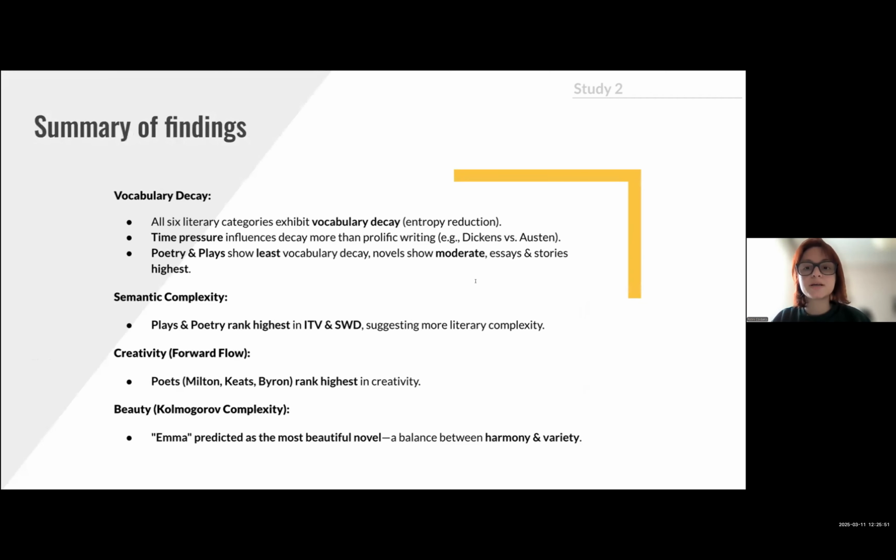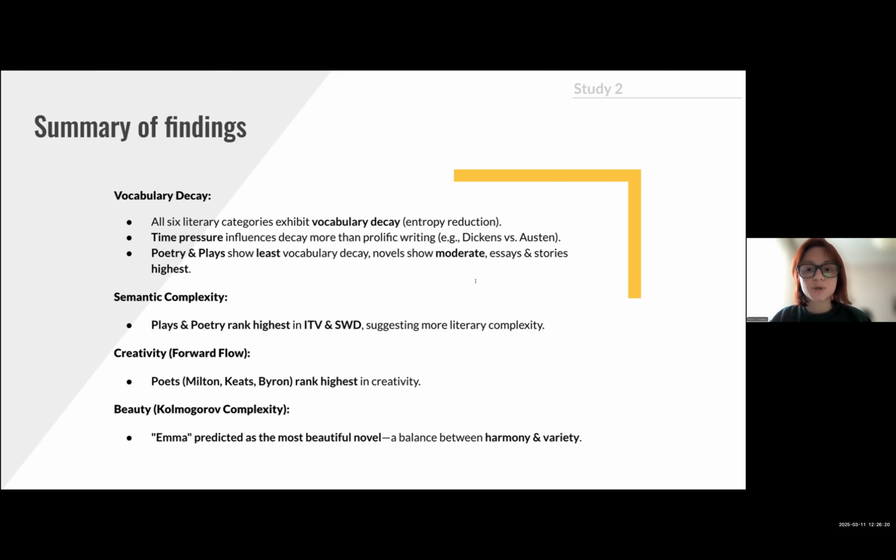Vocabulary decay measured through entropy shows that all literary categories experience a reduction in lexical diversity. However, prolific writing alone does not cause decay. It's more strongly linked to time pressure. In terms of literariness, plays and poetry show the highest semantic complexity, while essays and stories rank lower. Similarly, poetry emerges as the most creative genre based on forward flow.